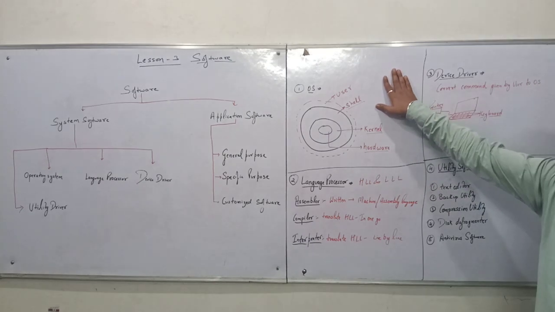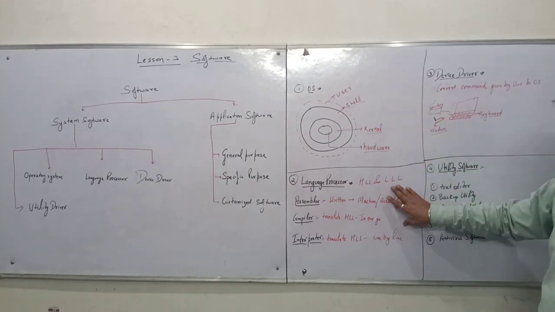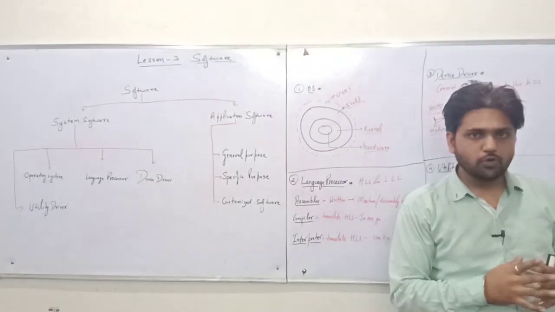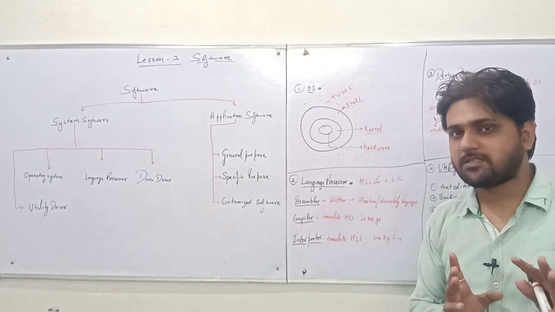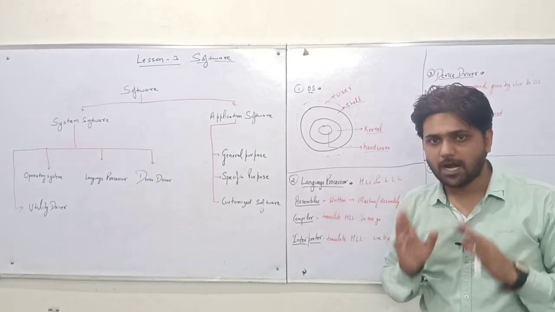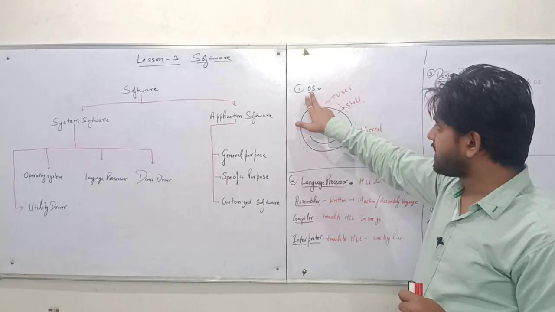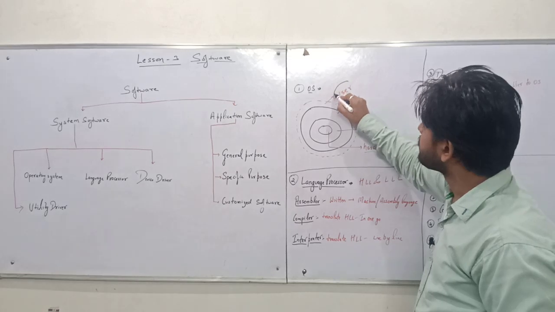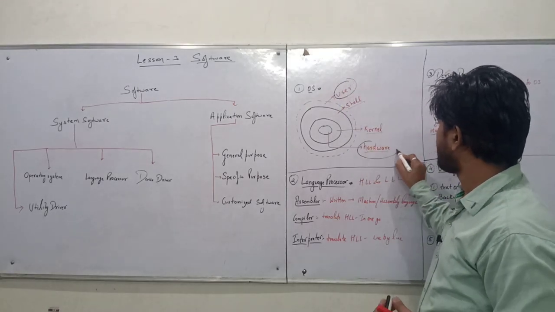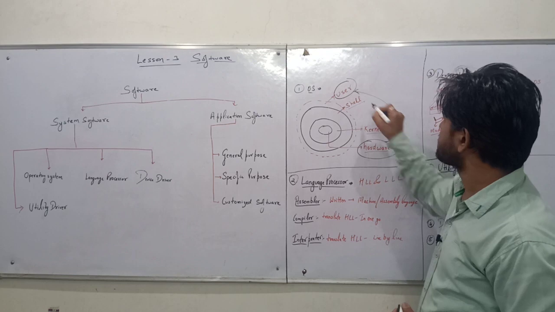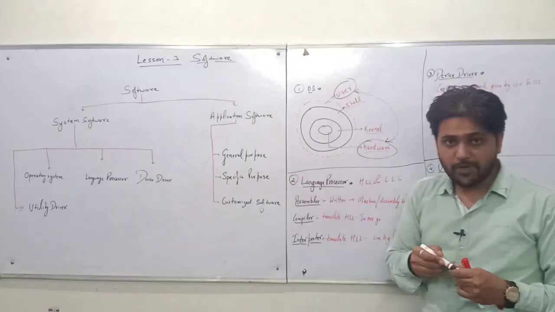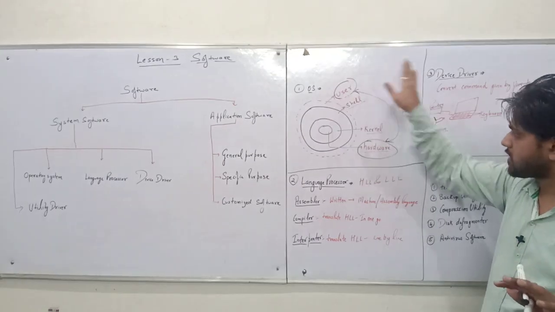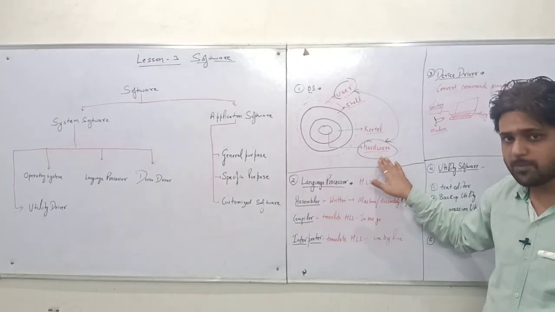System software is basically divided into four parts: operating system, language processor, device driver, and utility software. Operating system, as I told you, works as an interface between user and hardware. The user instructs whatever is required, the user instructs the hardware, and the task is performed.